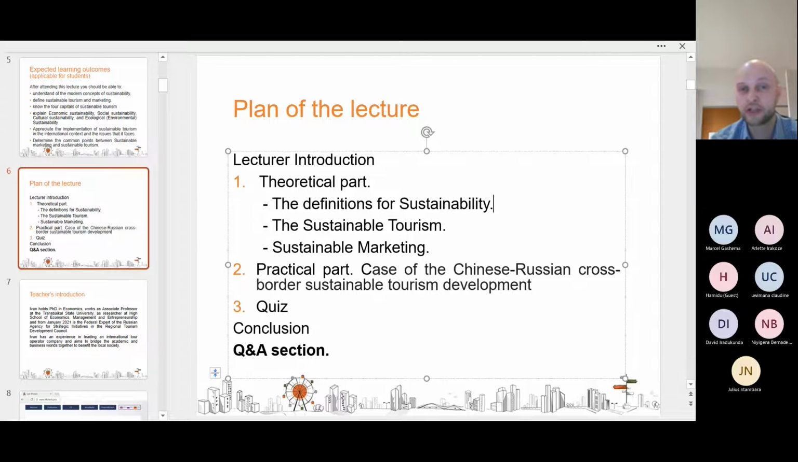So I selected tourism because it was one of the biggest industries in the world. So that's why it is quite significant for you, as future professionals in international business, to understand the implementation of sustainability in one of the biggest sectors like tourism.